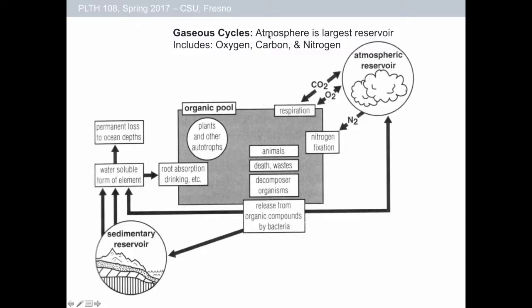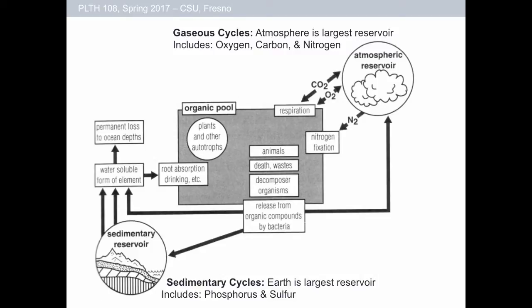So a gaseous cycle just means the atmosphere is the reservoir, and it includes things like oxygen, nitrogen, carbon, those sorts of guys. On the flip side, if the major reservoir is solid, you have a sedimentary cycle.